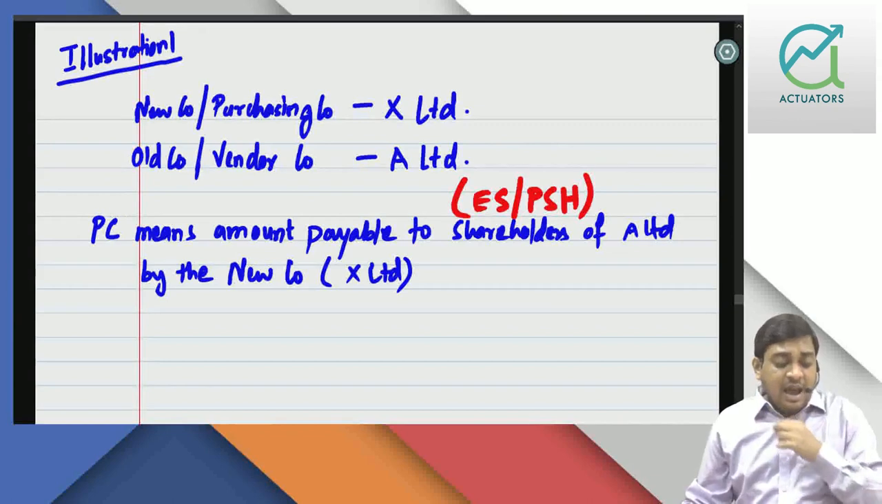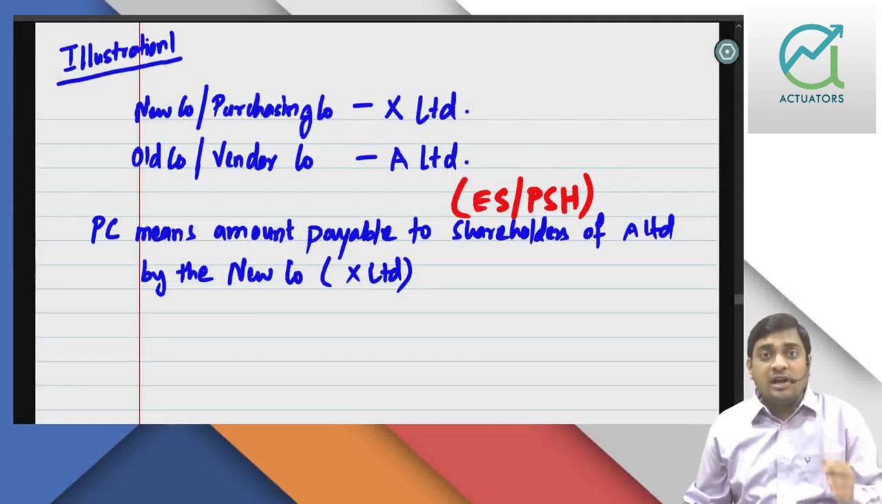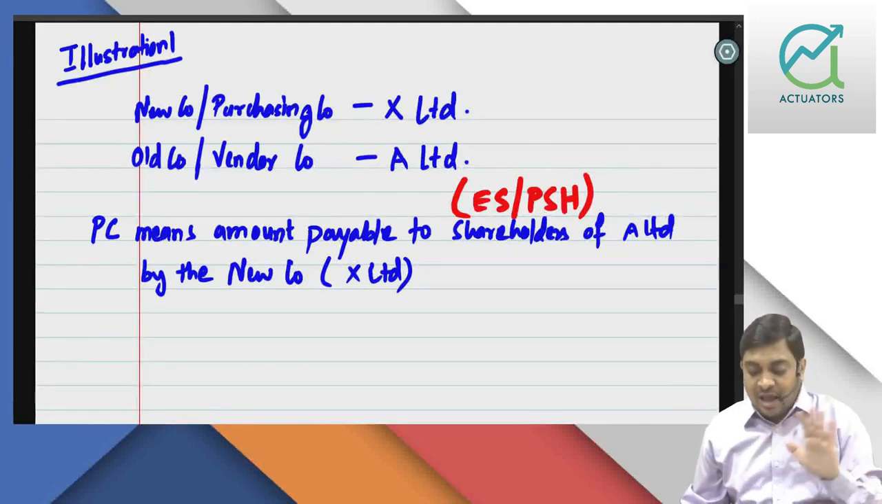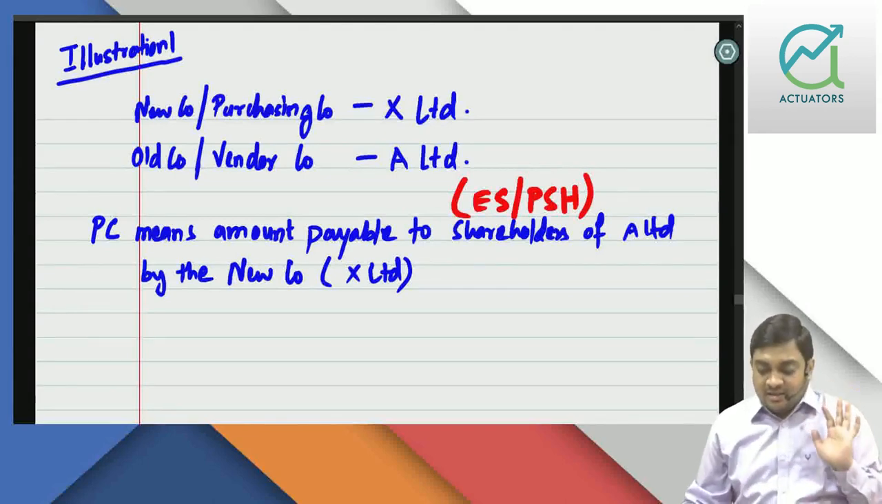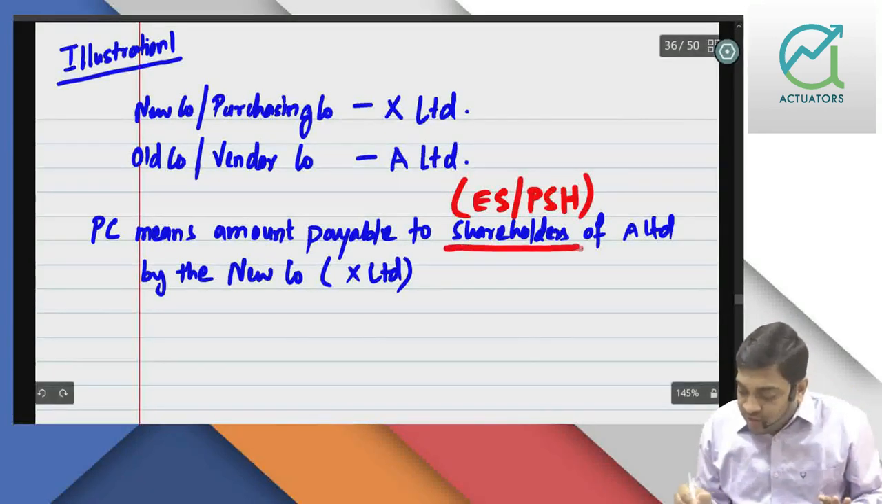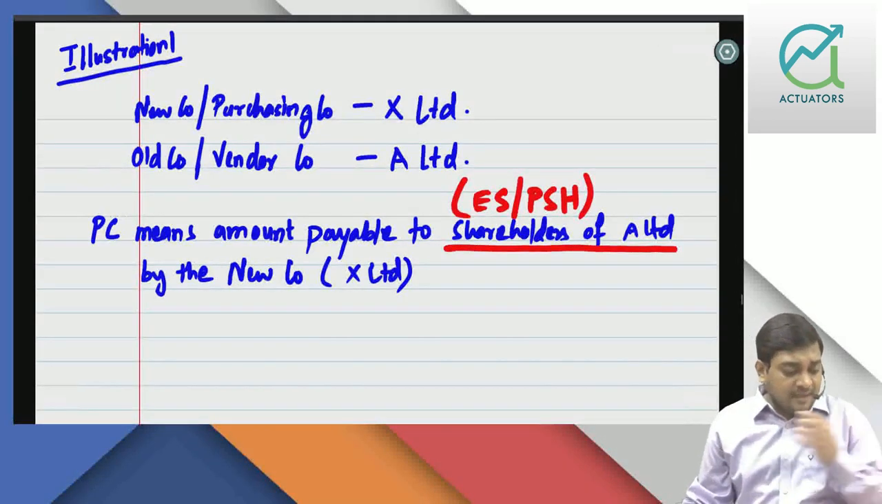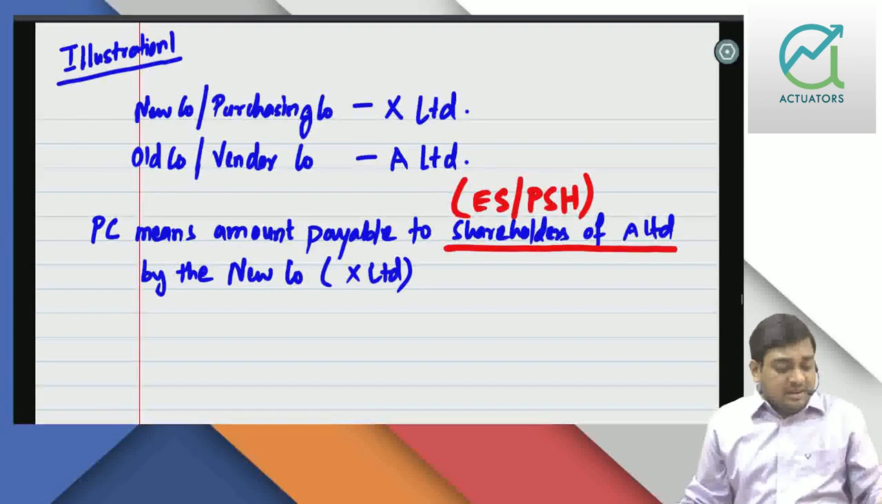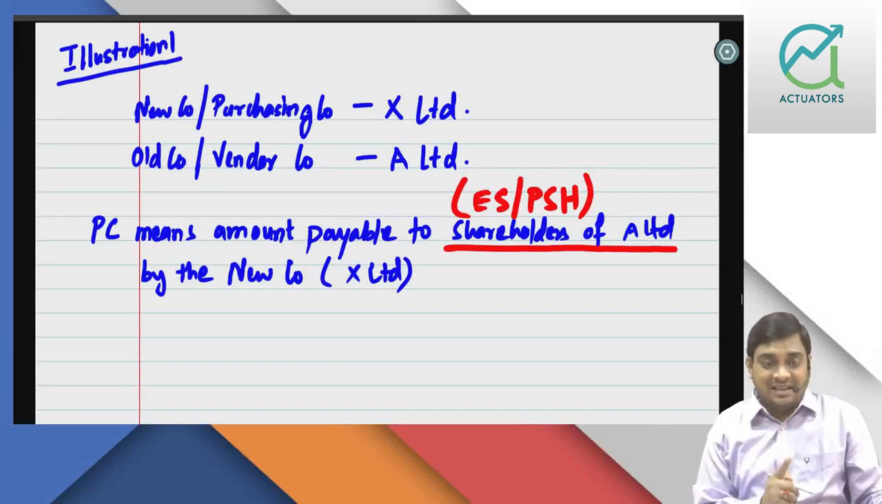So tell me, will the amount payable to the debenture holders of the old company come in purchase consideration? Absolutely no. It will be treated like other liabilities, such as creditors and outstanding expenses, right? Only whatever you pay to the shareholders will come in purchase consideration. Is that fine? Anyway, so 15% debentures are to be discharged at a premium of 10%, meaning 7 lakh debentures of A Limited will get 7 lakh 70.